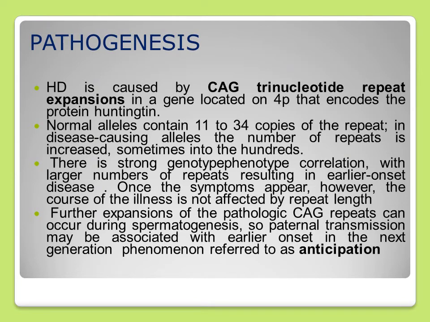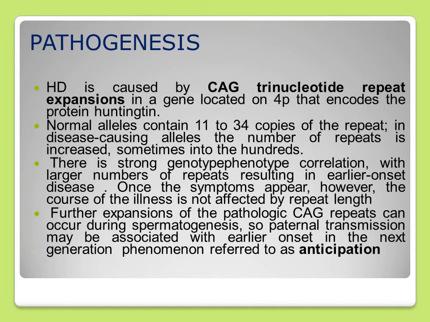In this disease, there is an expansion of the trinucleotide repeat CAG, located in the short arm of the chromosome, in the part that encodes the protein huntingtin. The normal allele contains 11 to 34 copies of the repeat. In disease, the number of repeats increases, sometimes to 100. There is a strong genotype-phenotype correlation, with a larger number of repeats resulting in earlier onset of disease. When the symptoms appear, however, the course of illness is not affected by repeat length.